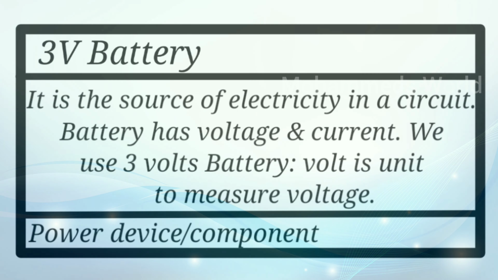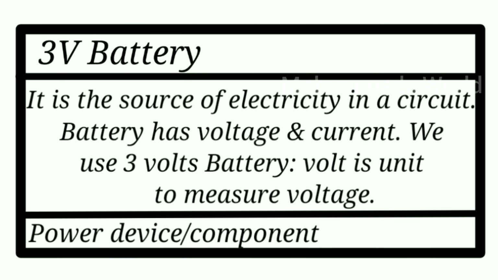Symbols and basic information. 3 volts battery. It is the source of electricity in a circuit. Battery has voltage and current. We use a 3 volts battery. Volt is the unit to measure voltage. Power device and component.